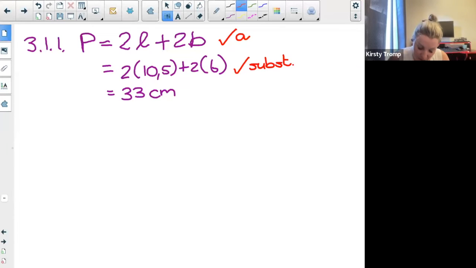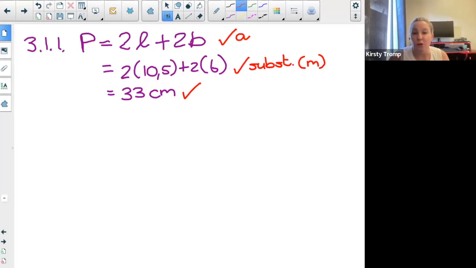And this mark, guys, would be what we call a method mark. So depending what formula you wrote, when you substitute it into your formula, you would get the mark. And finally, a mark for the answer.